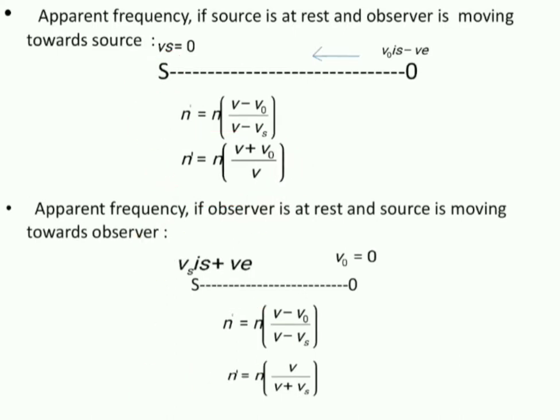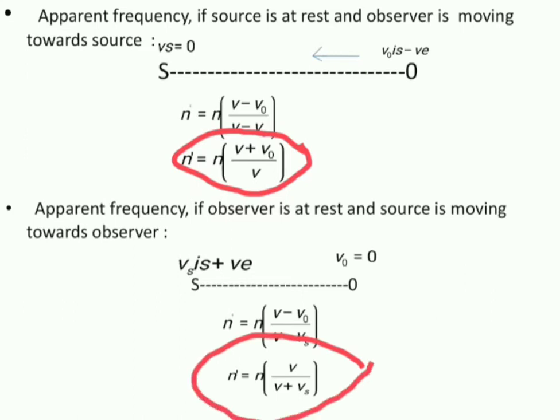Now we'll take the opposite. If the observer is at rest and the source is moving towards the observer, in such a case, V0 is 0, Vs is positive. What is the apparent frequency we have got? n dash is n into V by (V plus Vs). Now you observe the two equations. The first equation is (V plus V0) by V into n. In the second case, the apparent frequency is n into V by (V plus Vs). So even if the observer and source are moving with the same speed, these two expressions are different.